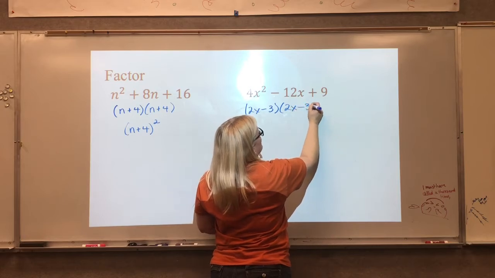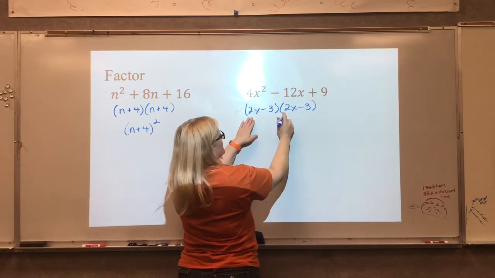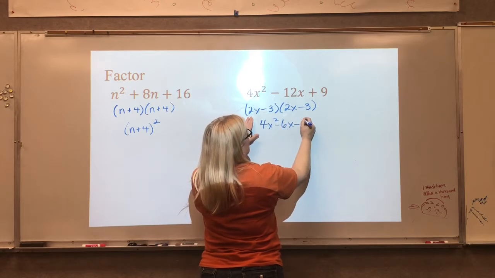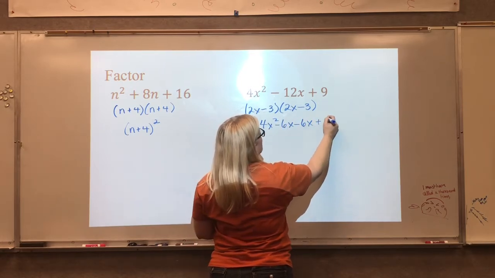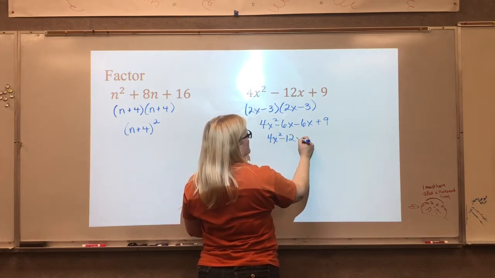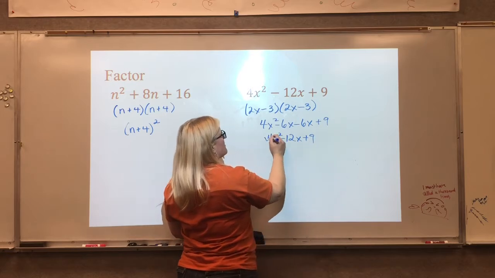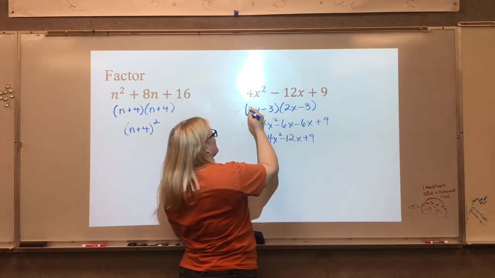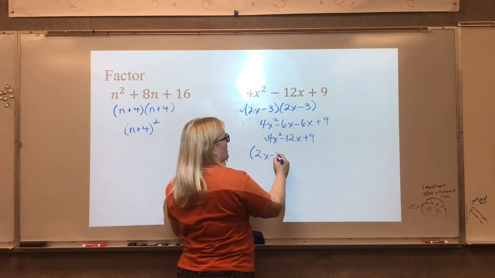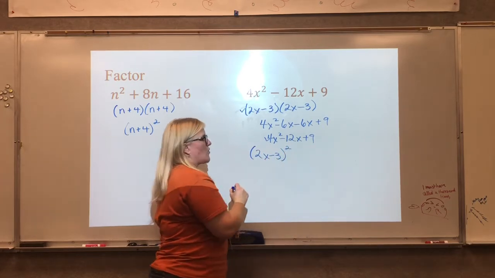2x minus 3 times 2x minus 3. And if I FOIL this, I get 4x squared minus 6x minus 6x plus 9, which is 4x squared minus 12x plus 9. So this is what I'm looking for. So my answer is 2x minus 3 squared.